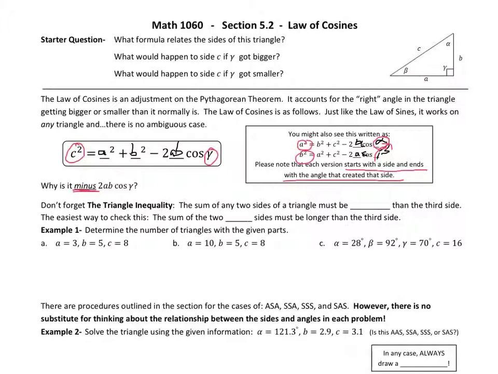Now the triangle inequality states that the sum of any two sides of a triangle must be longer than the third side. Good. So the easiest way to check this is the sum of the two short sides must be longer than the third side.